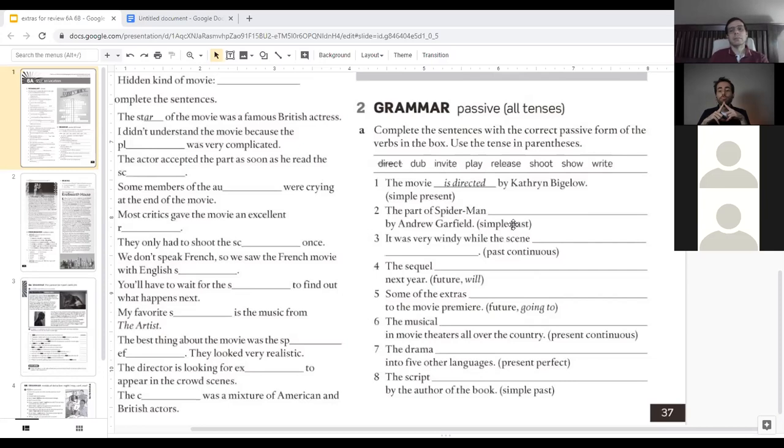A funny movie is a comedy. Exercise 2, the grammar part. The part of Spider-Man is invented. Invited. You want to use the verb invited. Yes, invited by Andrew Garfield. That wouldn't be correct.